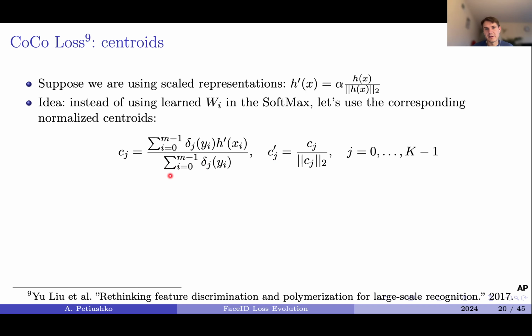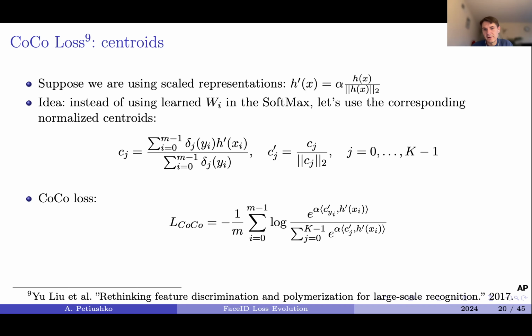And this is just complicated notation for how to use the different examples from different classes. Here we are using this Kronecker delta function, delta j yi, which basically means that if the class yi is not equal to j, we have 0, but if it is equal to j, we have 1. So we take the centroid itself, and then we normalize it.